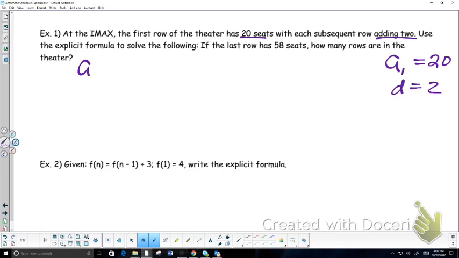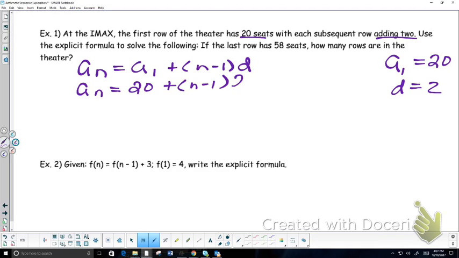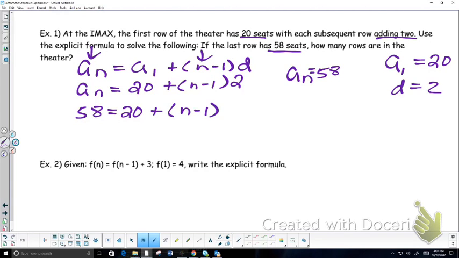To write the explicit formula, it goes A sub n, first term, plus n minus 1 times D. So A sub n equals, well, the first term we said was 20, plus n minus 1 times 2 added per row. Now they're saying, okay, the last row has 58 seats. That means A sub n is 58, okay? Because the number of rows is represented by n. How many seats are represented by A sub n? So I've got 58 equals 20 plus n minus 1 times 2.